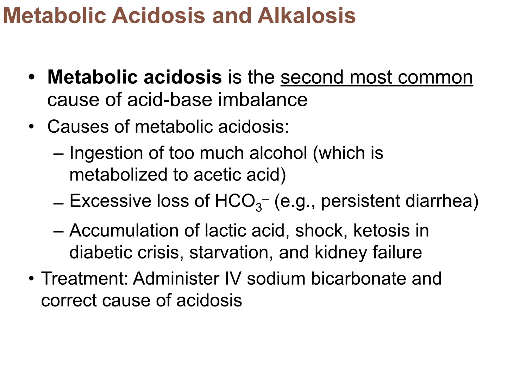Metabolic acidosis is the second most common cause of acid-base imbalance. This is not all-inclusive. There's tons and tons of reasons. We'll look at a couple of reasons here. Ingestion of too much alcohol. Alcohol metabolizes to acetic acid. That raises the acidity level. Excessive loss of bicarbonate. Remember, every one loss of bicarbonate increases the hydrogen ions by one. So something like persistent diarrhea could cause that.